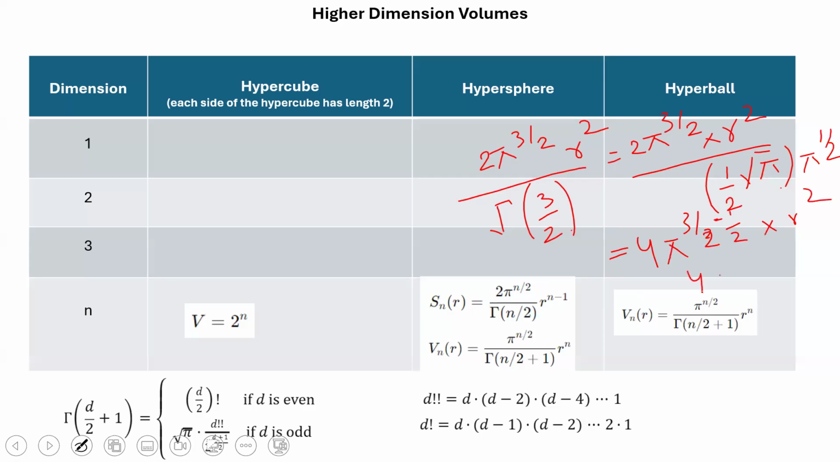So that is 4 pi to the power of 2 by 2, right? 3 minus 1 will become 2 by 2. That will become pi, 4 pi r square. So we already know the formula for this, 4 pi r square. In a similar way, you can calculate the volumes of all of these, and you will get the same formulas that you have seen.